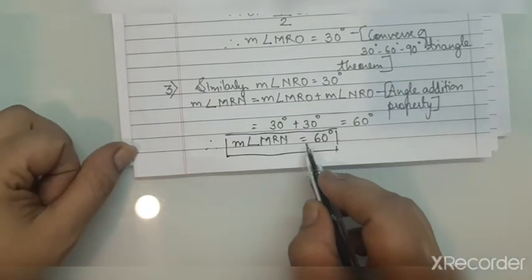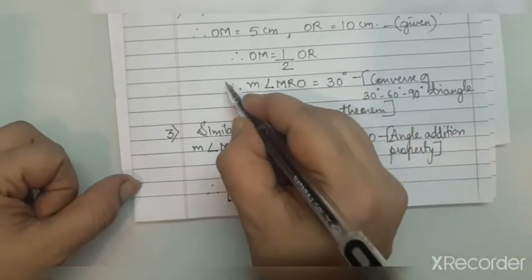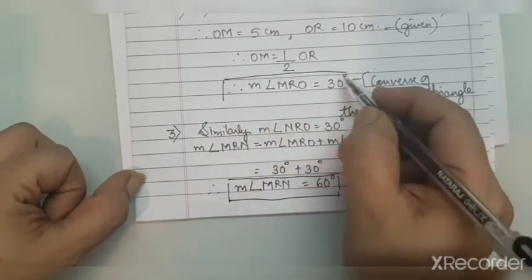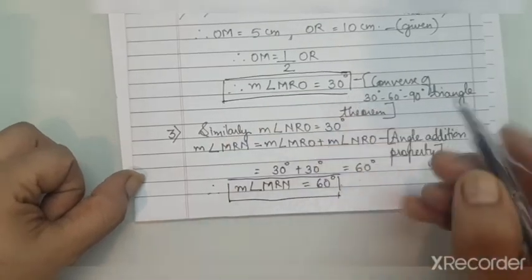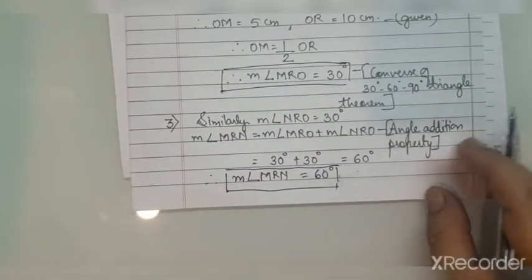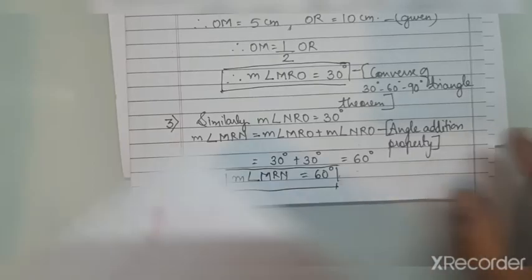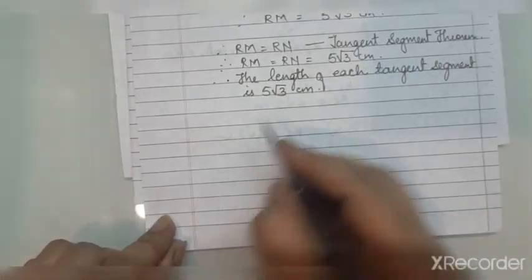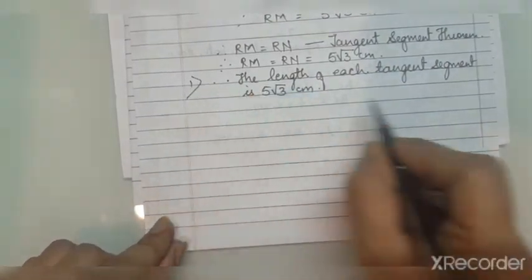Okay, so this was the answer of the third part. This is the answer of our second part. Clear? And the first part is already here. This is the answer of the first part.